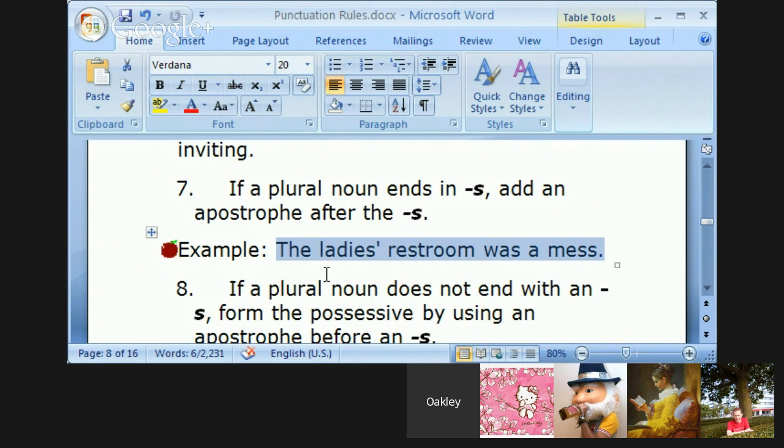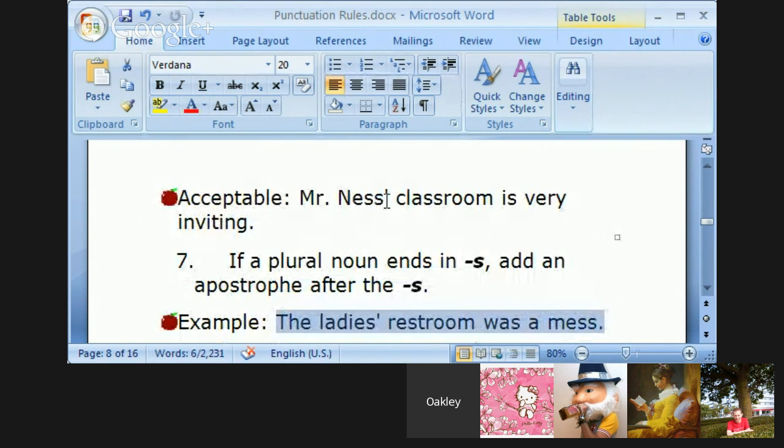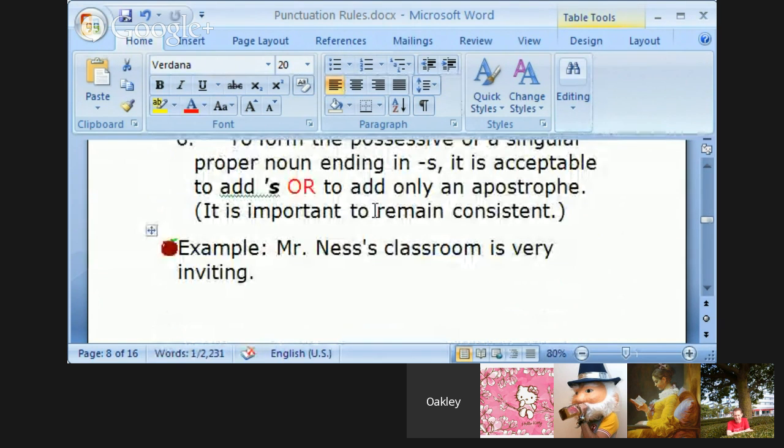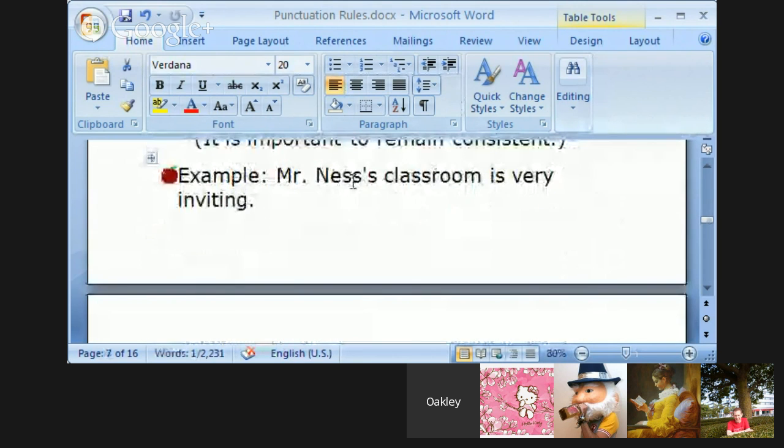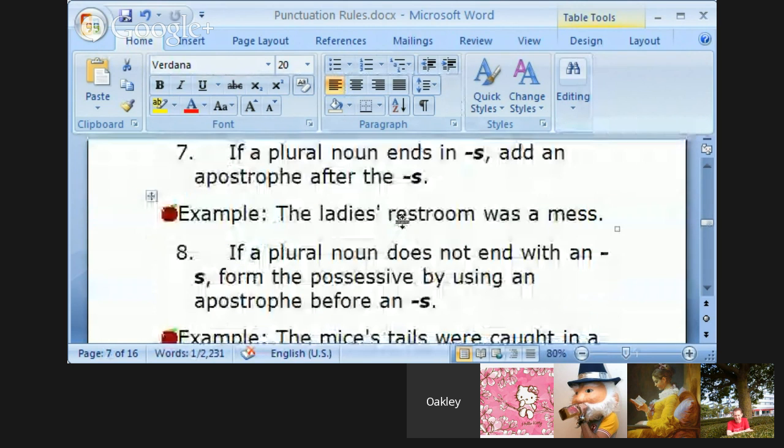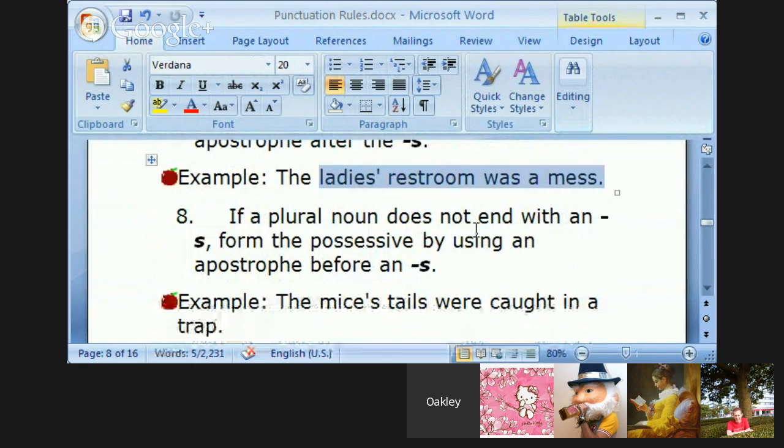Tricky, because when we're looking at Mr. Ness's, we do. When the word ends with an S for a singular, we actually say the metropolis's, Mr. Ness's. But in this example, we simply just say ladies'. A little tricky there.